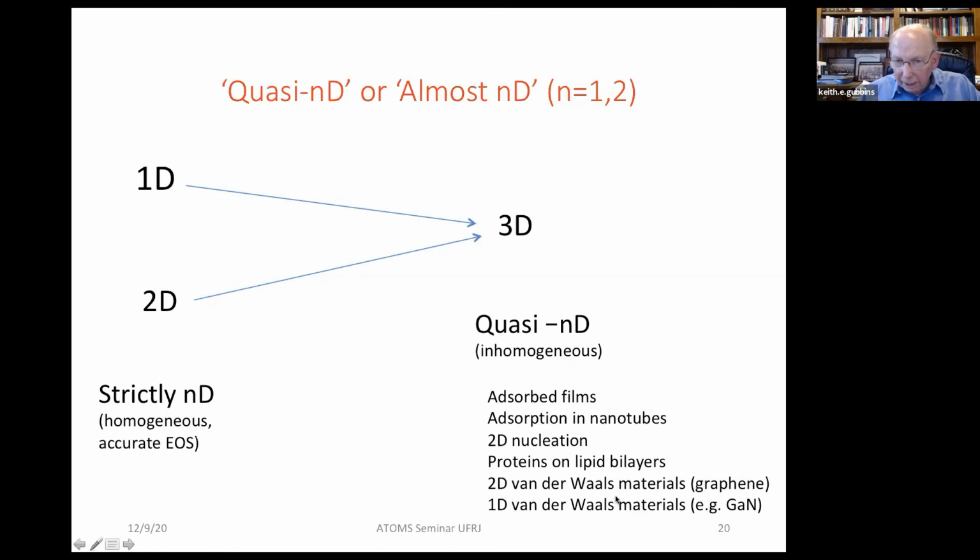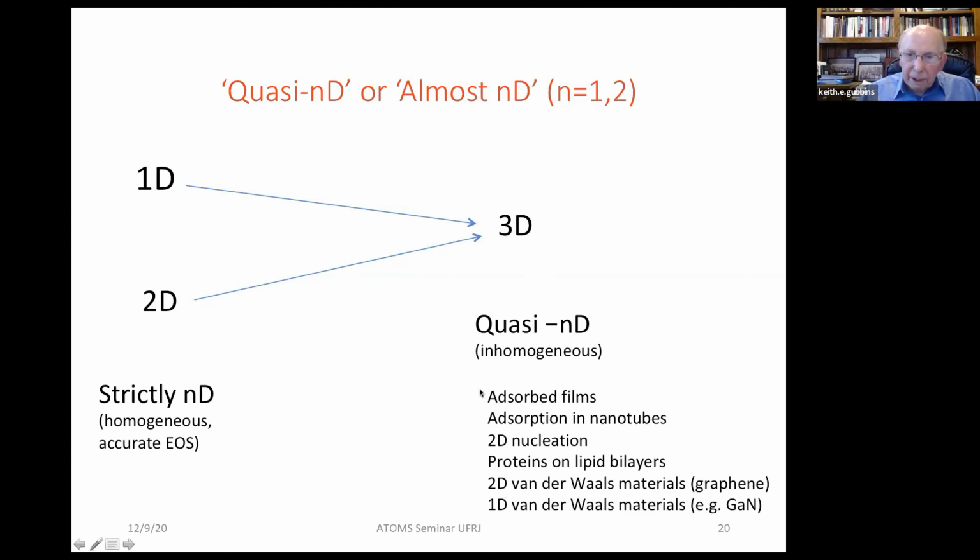They're not really 1D and 2D, they're called van der Waals materials because they're stabilized by neighboring wires or flat surfaces that exert an external field. So we can think of ways to map this quasi-ND real system, that's really 3D in reality, onto either a strictly 2D or a strictly 1D system.